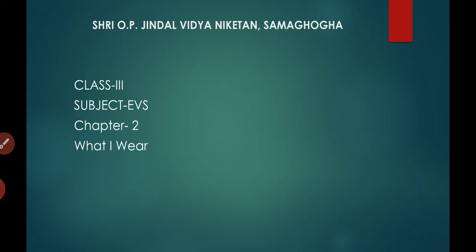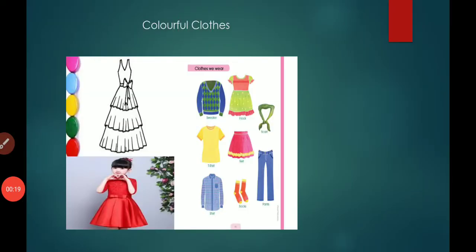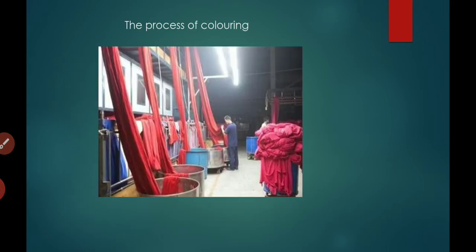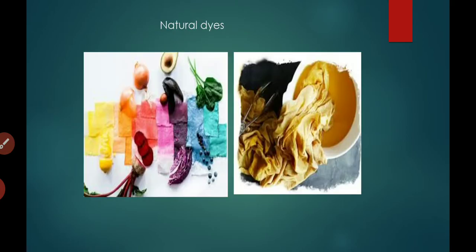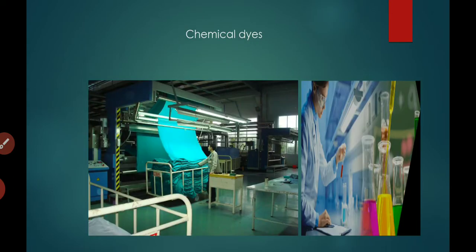In the previous class, what have we studied? Do you remember? Have a look once again. We studied about the colorful clothes, the process of coloring. We learned how we dye the clothes, about natural dyes. Natural dyes are obtained from plants and vegetables. We learnt about chemical dyes. Chemical dyes are made from chemicals.